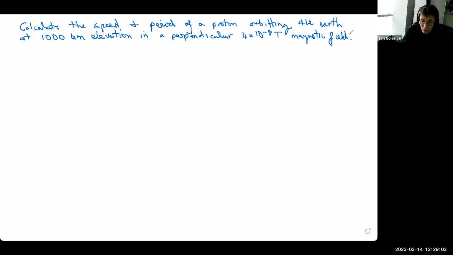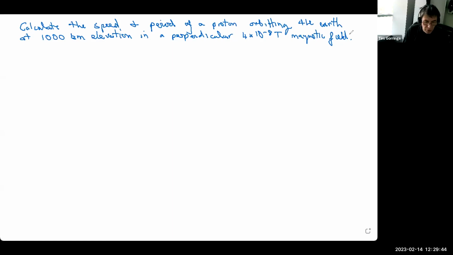And finally, that proton is orbiting at an elevation, a height above the ground, of 1,000 kilometers. So from all that information, we're asked to figure out the speed at which the proton orbits the Earth in the magnetic field, and also the period that the proton takes to complete one orbit of the Earth. This is a problem in which the proton is experiencing a magnetic force, and that magnetic force is providing a centripetal force, which causes the circular orbiting motion.